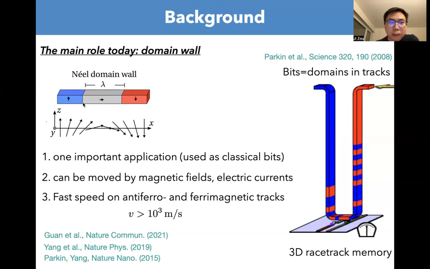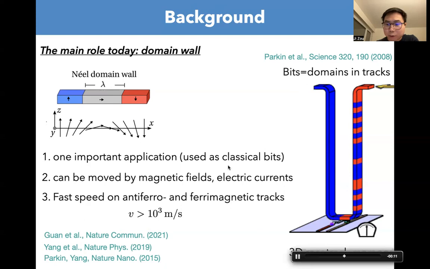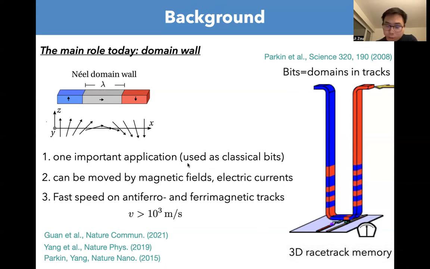And one typical length scale associated with the domain wall is what we call the domain wall width, and we denote it as lambda here. And one important application of this magnetic domain wall is the well-known racetrack memory, where we use this domain wall as a classical bit to store classical information. And it was proposed by Stuart Parkin a while ago. And after that, there have been many experimental efforts along this line.